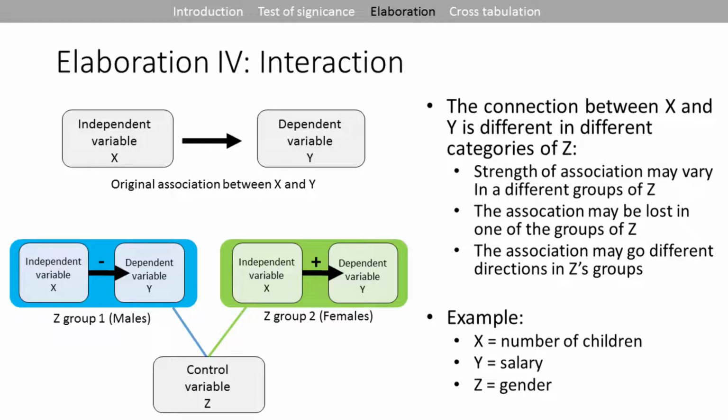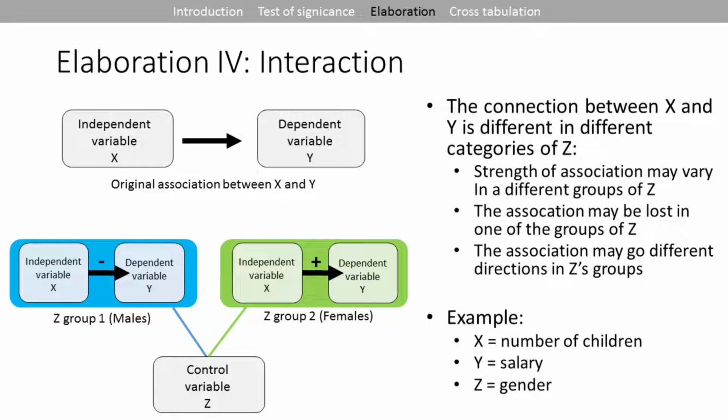And here we have the last part of the elaboration, which is the interaction. Of course, there is again independent variable x, dependent variable y, the original association. But now the z is going to be a little bit different than the last time. The connection between the x and the y is different in different categories of z. So we have multiple categories that we are watching in z, so to speak.